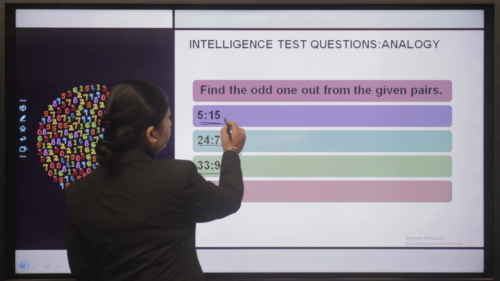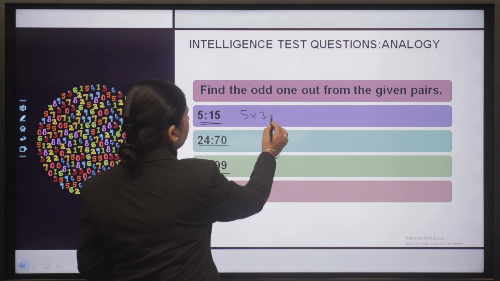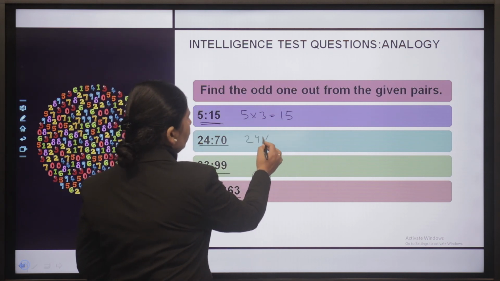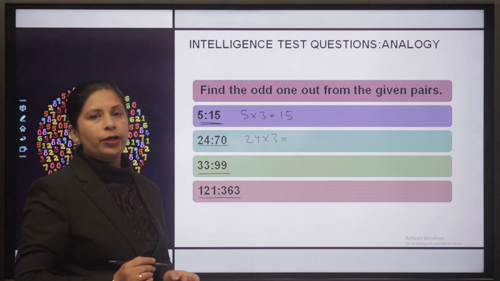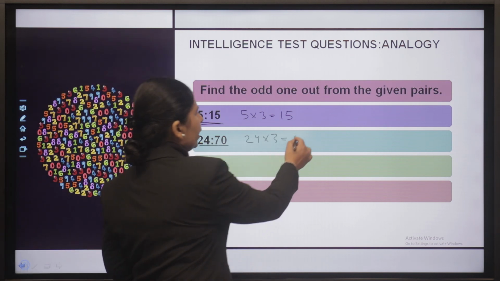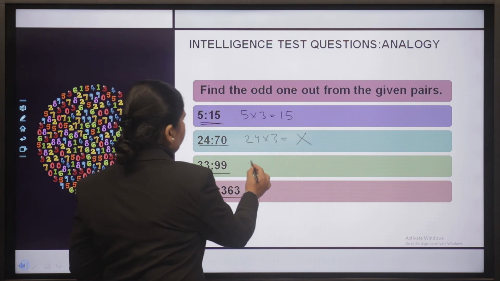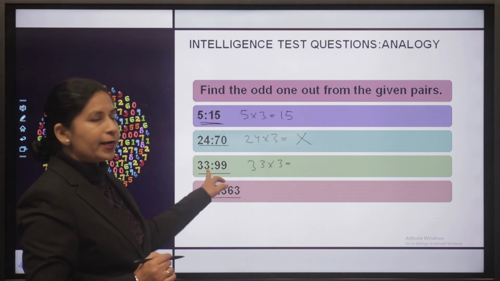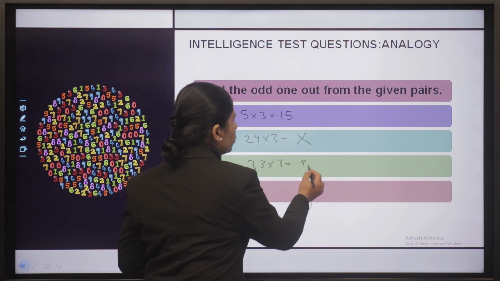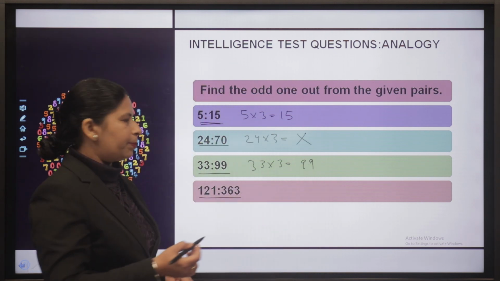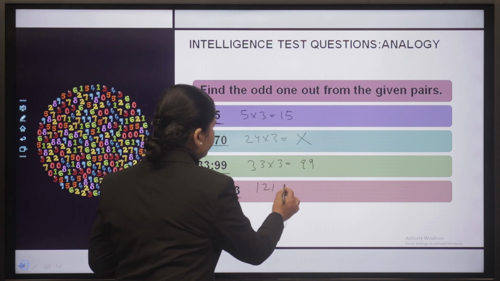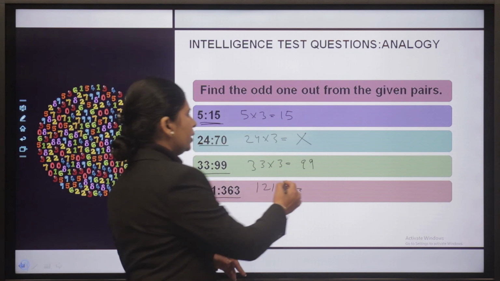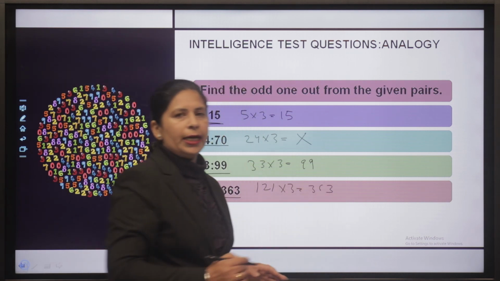So if we see 5 times 3, that is 15. So it is a multiple. If we see 24 into 3, do we get 70? No, we don't get 70. If we see 33 into 3, do we get 99 as it is given over here? Yes, we get 99. So it is again a 3 times multiple. If we talk about 121 into 3, do we get 363 as it is given here? Yes, we get 363. So it is 3 times the number.